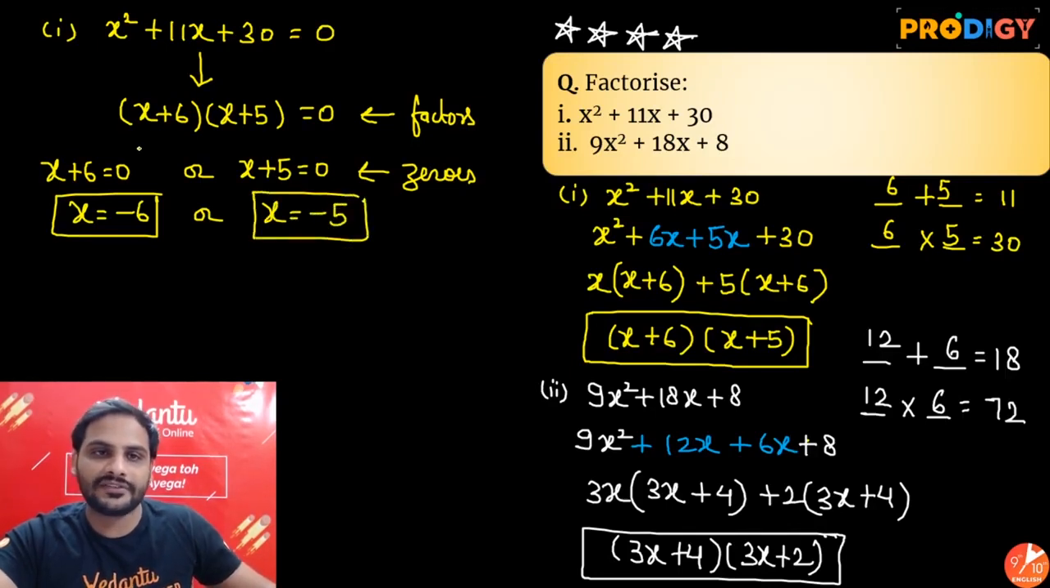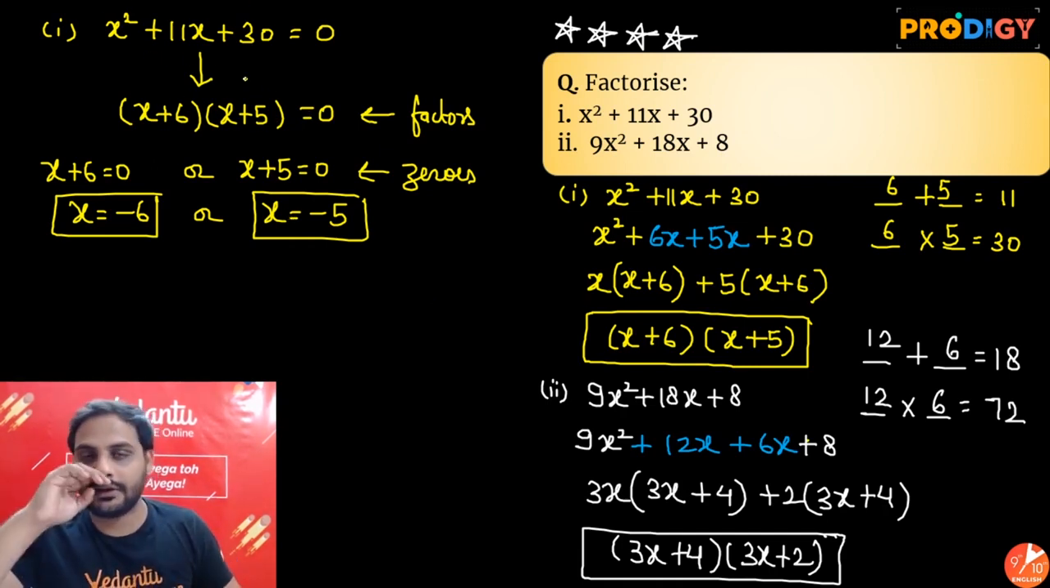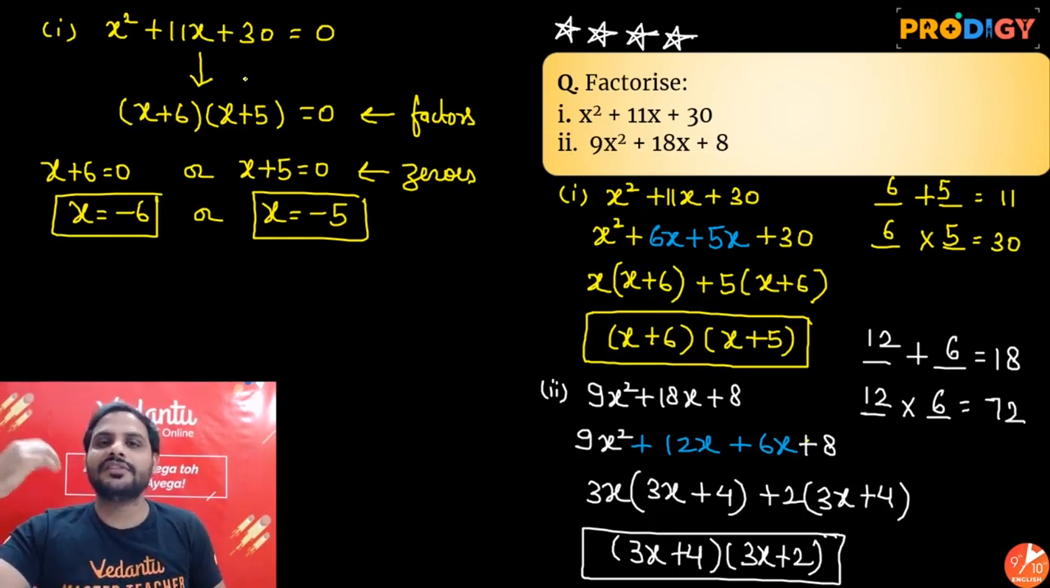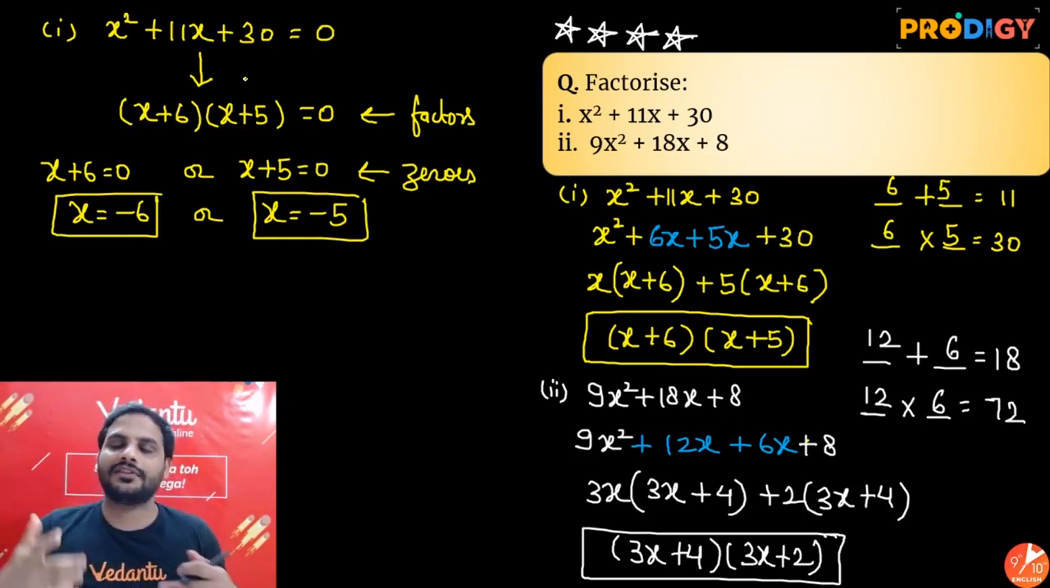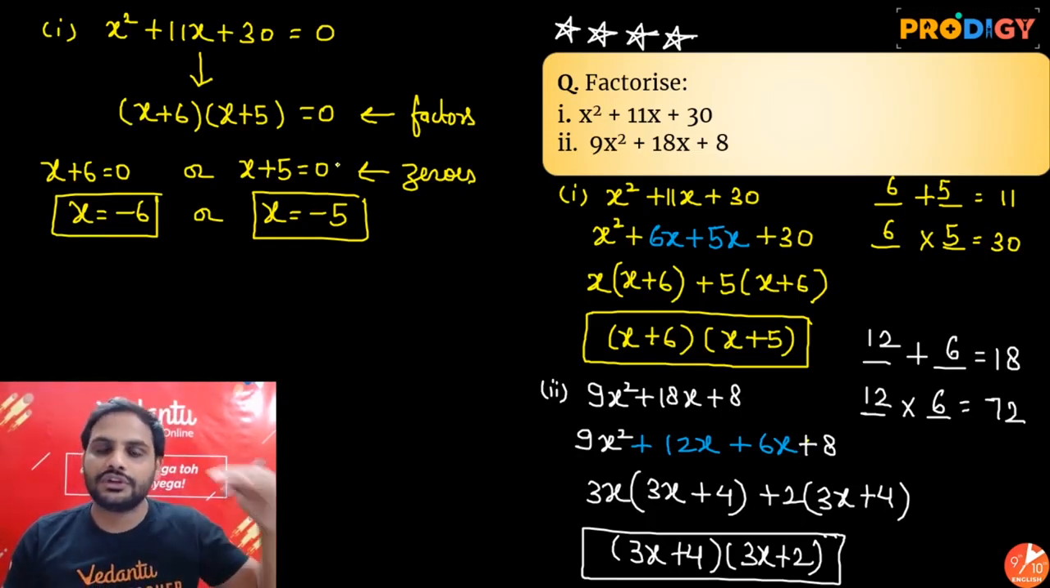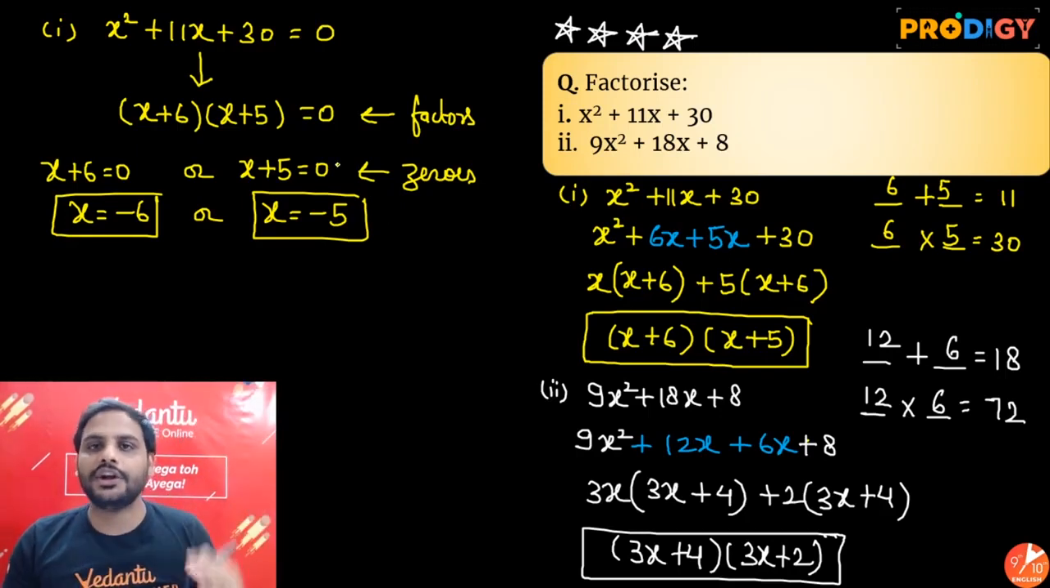So if you put x equal to minus 6, the first bracket will become 0. 0 into anything is 0 only. And if you put x equal to minus 5, the second bracket will become 0. 0 into anything is 0 only. So this whole equation, x square plus 11x plus 30, its value will be 0 at x equal to minus 6 and x equal to minus 5. So this is how you convert factors into zeros.